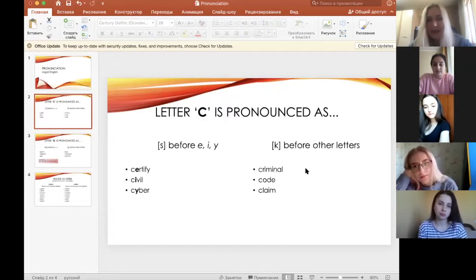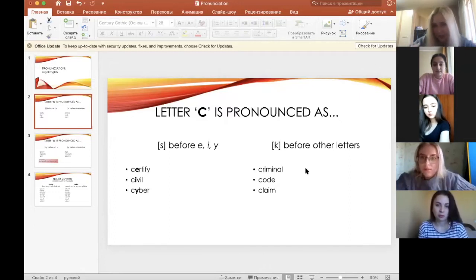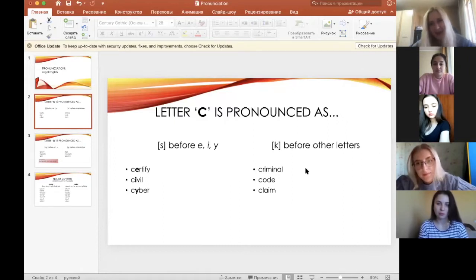So please don't confuse the letter and the sound. Letter K, sound K. Letter C, sound S. Okay, so before E, I, Y it's S, before other letters it's K.